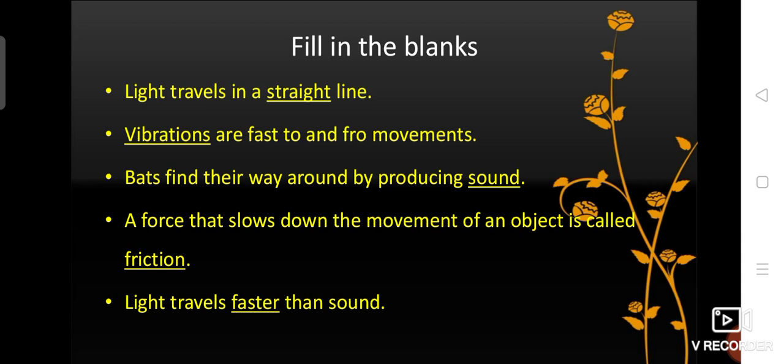A force that slows down the movement of an object is called friction. By friction, whatever the object is, whether it is a ball or you are throwing something, due to friction the speed will be reduced. For example, if you throw the ball, if it hits the ground or the wall or somewhere else, the speed will be reduced. That is because of the friction.